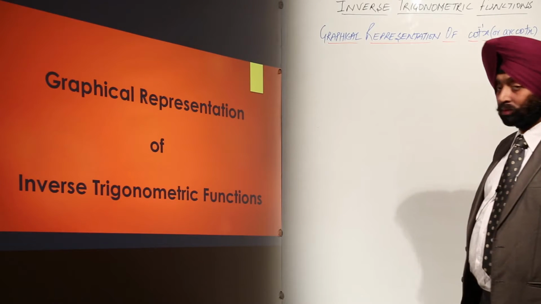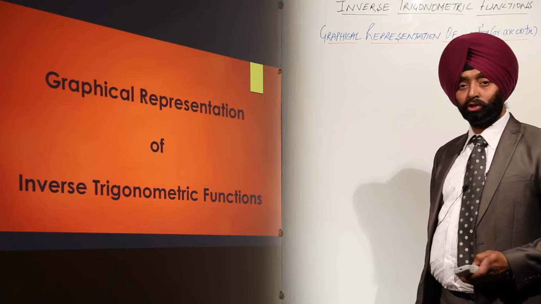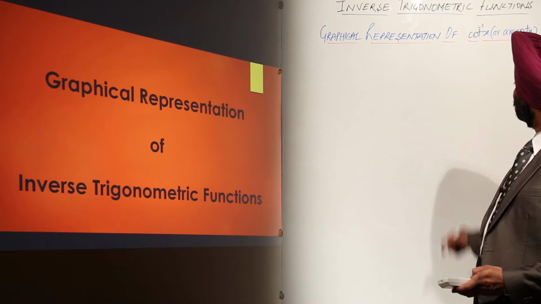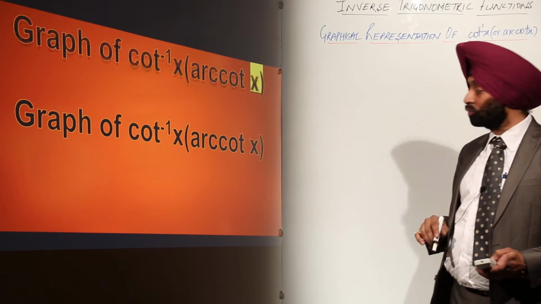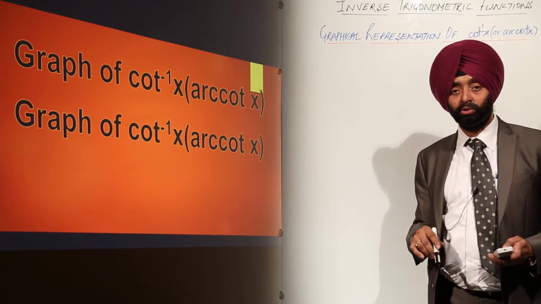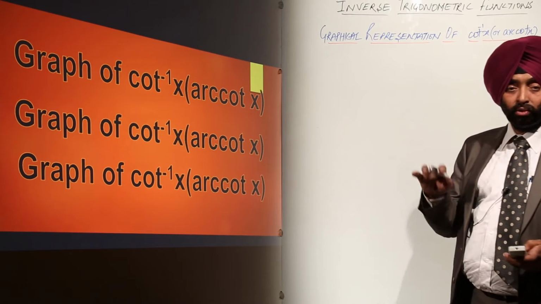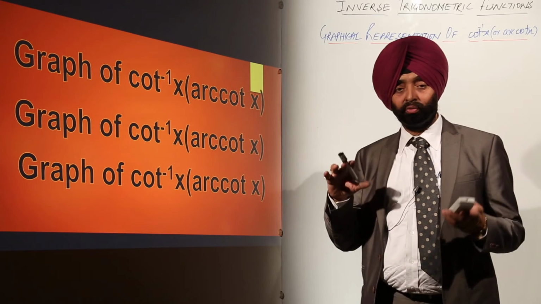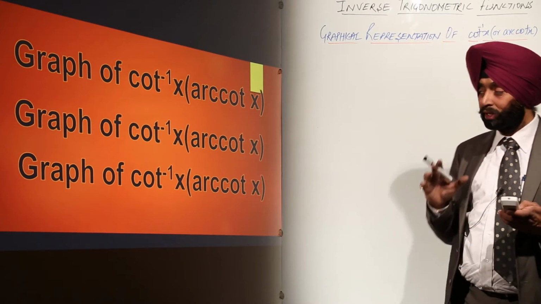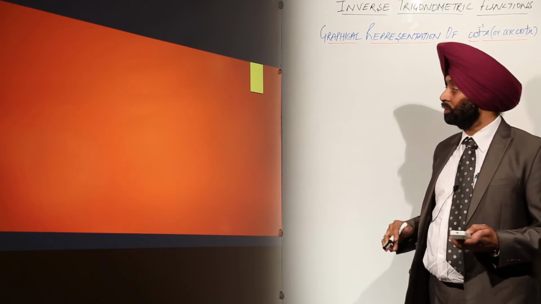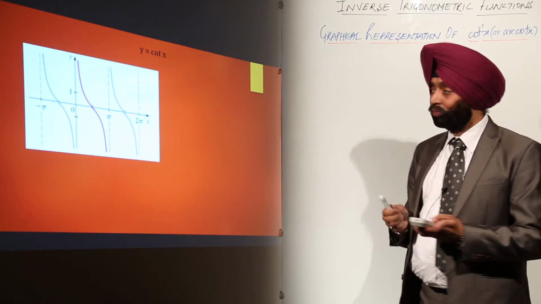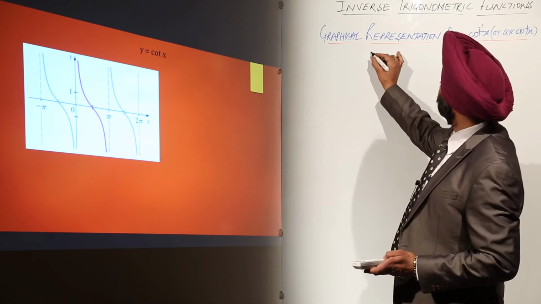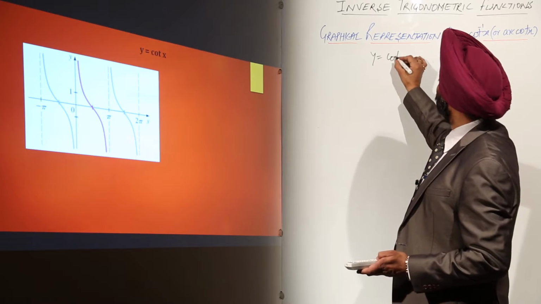Now the next graphical representation of the inverse trigonometric function is what? It is cot inverse x. Okay, so for cot inverse x, what are we going to do? First of all, we are going to draw the graph of the basic cot x for the inverse part. From that we have a graph of y is equal to cot x.